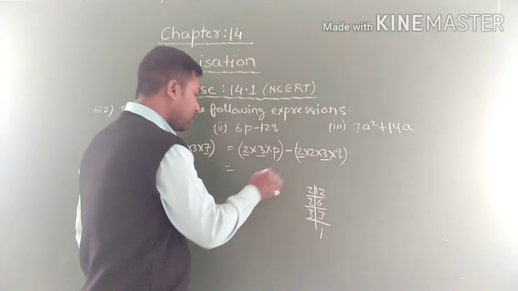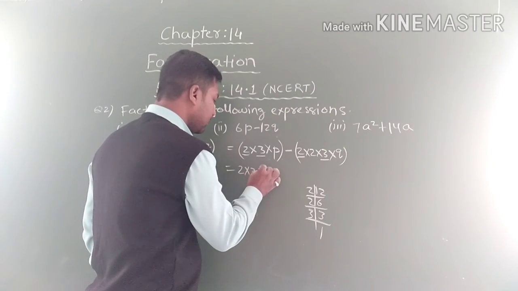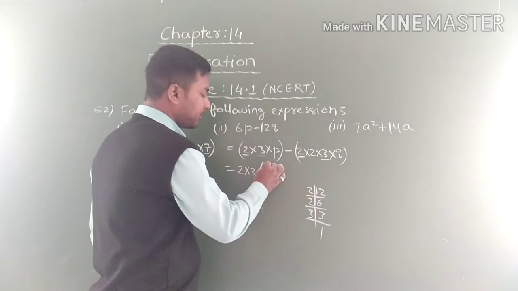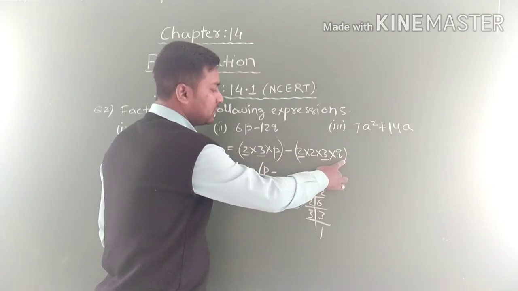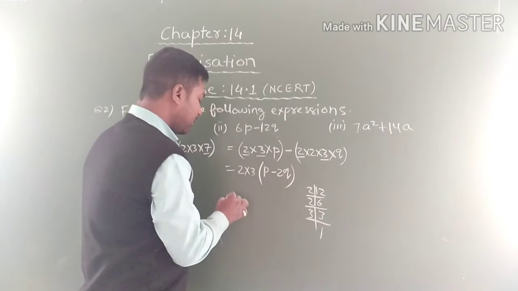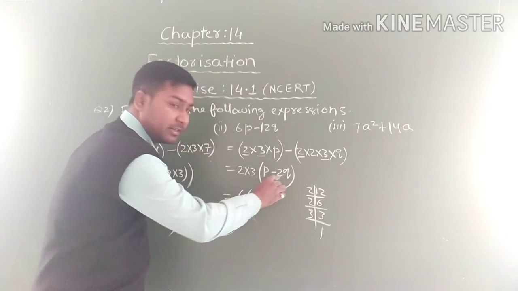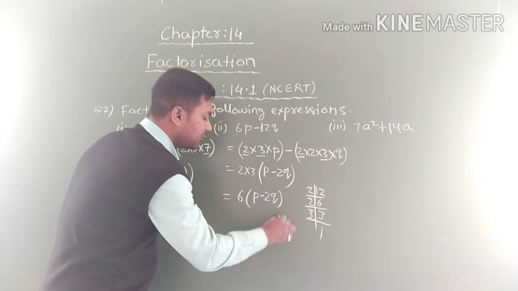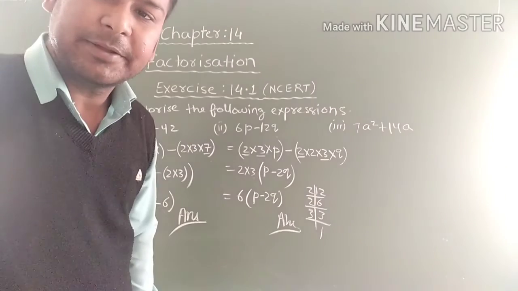So just take common 2 into 3. What is left? In the first term, p is left, minus, in the second term, 2 is left, so 2q is left. Now it will be 2 times 3 is 6, and this one is p minus 2q, and this will be the answer.